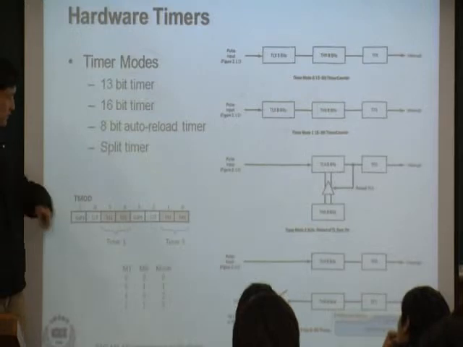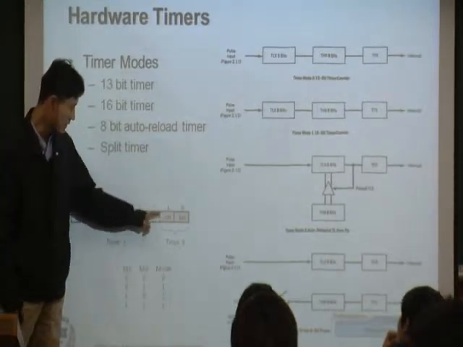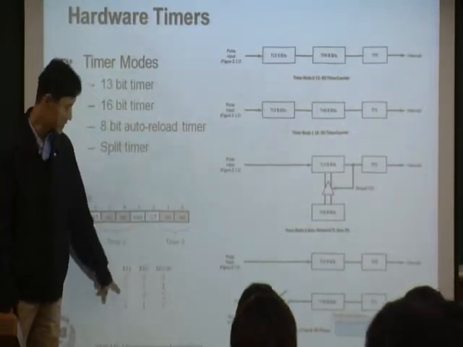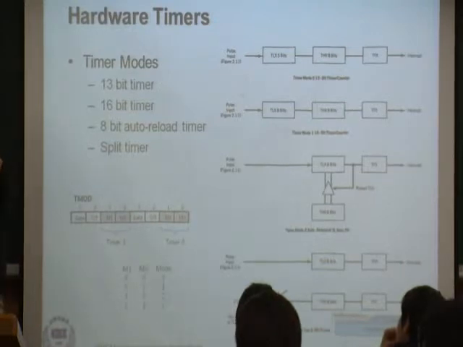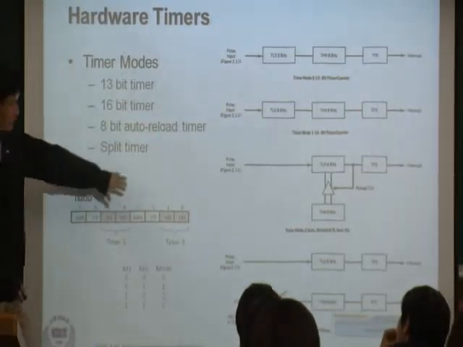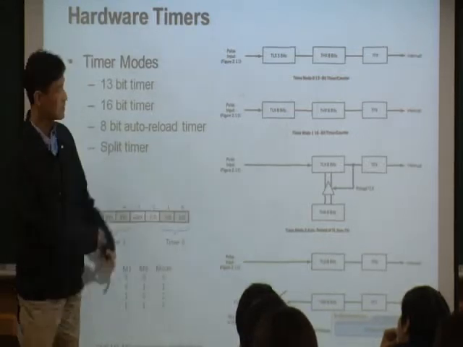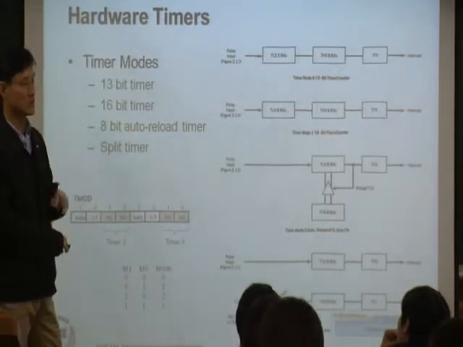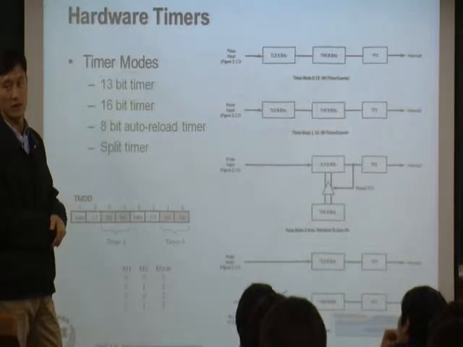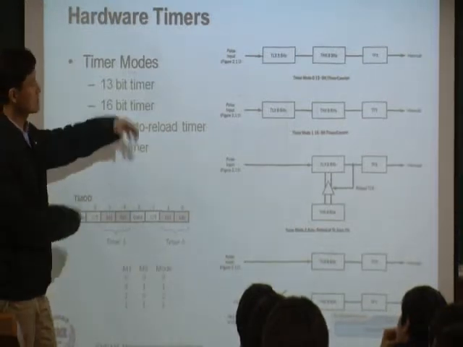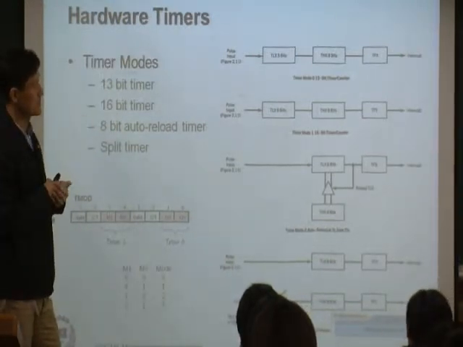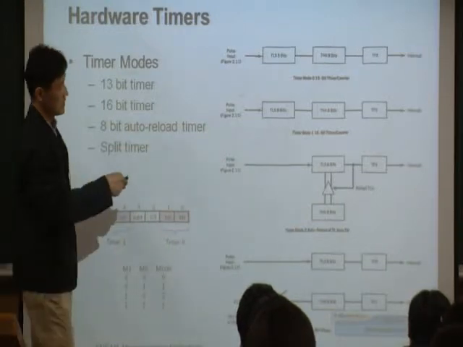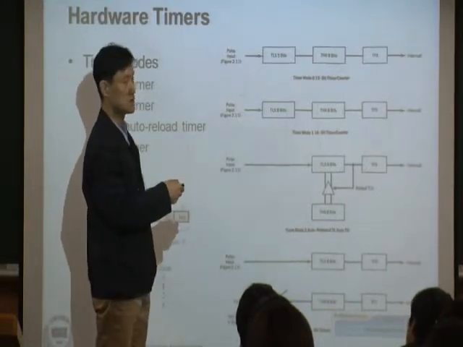And if I set it like 0, 1, then what that means is I want to run this timer in timer mode 1. Depending on how you set these 2 bits, you are going to select only one timer mode. Okay, so now let's look at the details of the difference of each timer mode. First one here, timer mode 0.